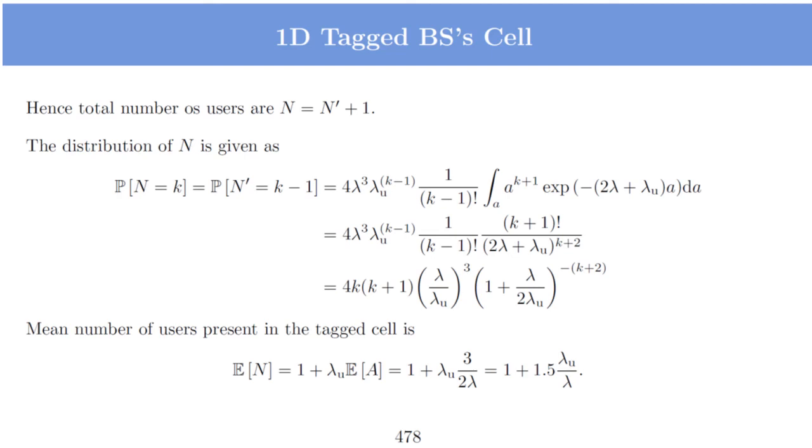From this distribution, we can also calculate the mean number of users present in the tagged cell, and that is given as 1 plus lambda u times the expectation of A. Remember, n dash is lambda u times A, so the mean of n dash is lambda u times the expectation of A, and the number of users is just 1 plus that. So the expectation of A is the mean you can compute from the gamma distribution. It will be equal to 3 by 2 lambda. So the total number of users will be 1 plus 1.5 lambda u by lambda. Okay, so we have both the distribution of the number of users present in the tagged cell and also its mean. That is for the 1D case.